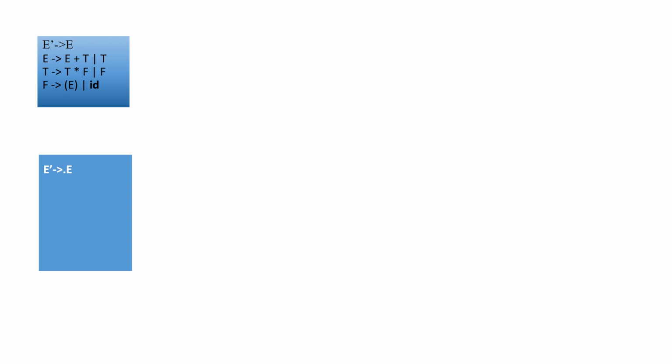Because of this dot, we have to find out the closure of E, because E is a variable, a non-terminal. Whenever a non-terminal is preceded by a dot, then we have to find out the closure of that particular non-terminal. Remember this. So we have to find the productions of capital E. There are two productions, that is E derives E plus T, and E derives T. Place the dot. So now any non-terminal preceded by a dot, yes, T.